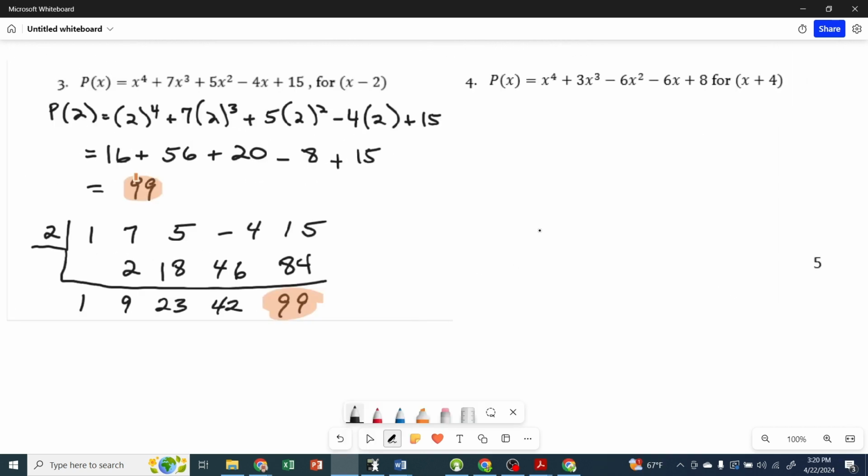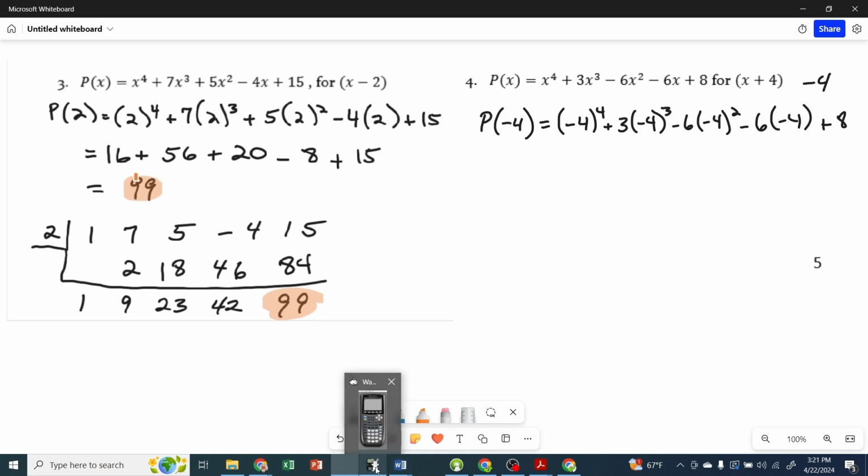Okay, this problem here is p of x is equal to x to the 4th plus 3x cubed minus 3x squared minus 6x plus 8 for x plus 4. So the first thing we want to do is find the 0 of x plus 4. In that case, that is negative 4. So we're going to plug in negative 4 into the function. So we've got negative 4 to the 4th plus 3 times negative 4 cubed minus 3 times negative 4 squared minus 6 times negative 4 plus 8.